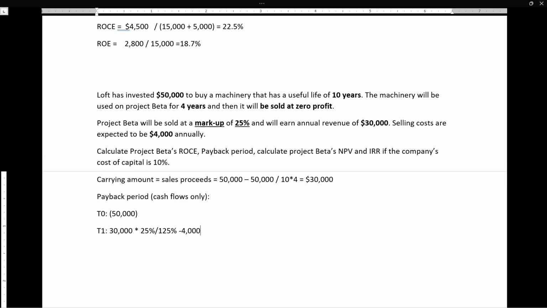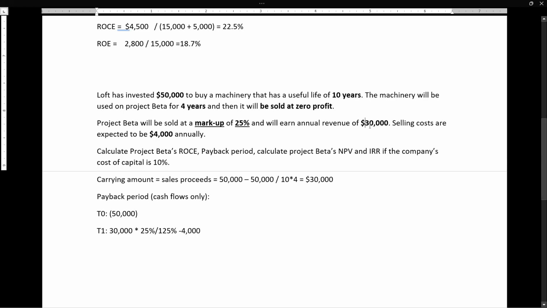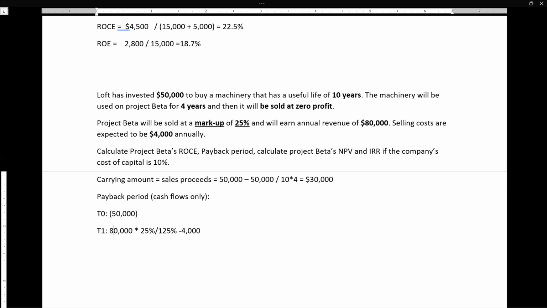Now, what will we have? We have 30,000 multiplied by 25% divided by 125 minus 4. So we are going to have, okay, that looks a little bit too little. I think something was supposed to be bigger. How about we just change that, and I will change that in the scenario that we have. So let it be 80,000 and not 30,000, so that we would have higher returns.